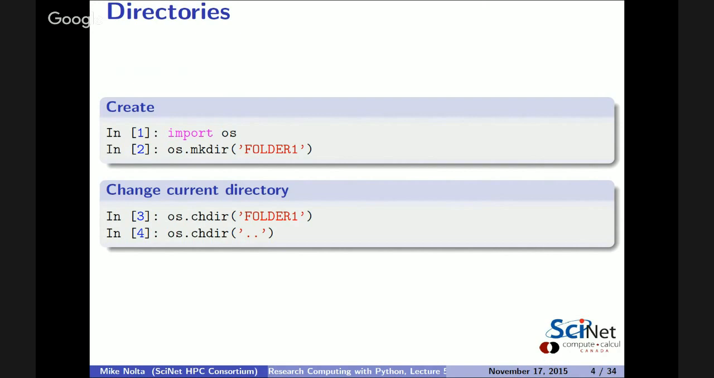And there are certain special kinds of directories. So for instance, the double dot just means cd into the parent directory of my current directory. So basically go up one level.